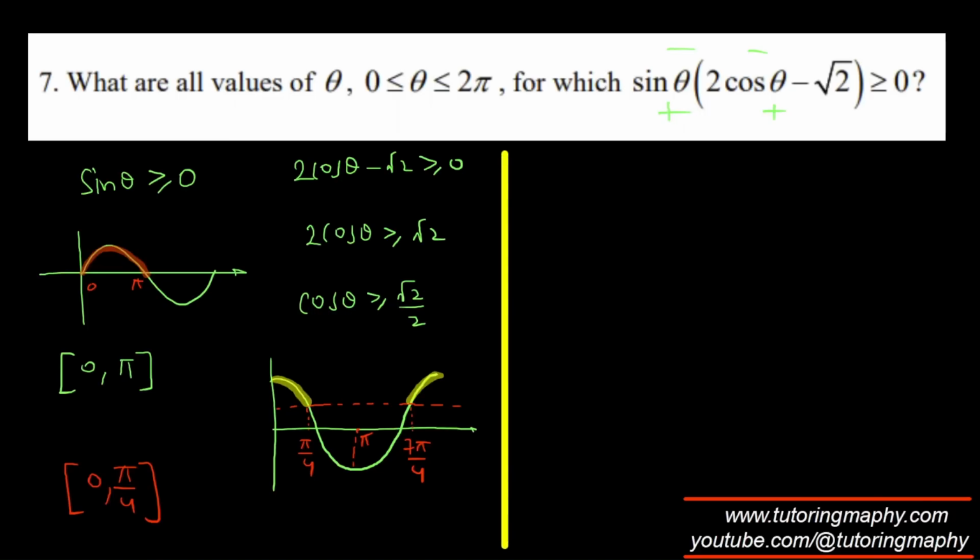For the other one, I need sine to be negative or less than or equal to 0, which means that obviously this is my answer, right? So it is from pi to 2 pi.